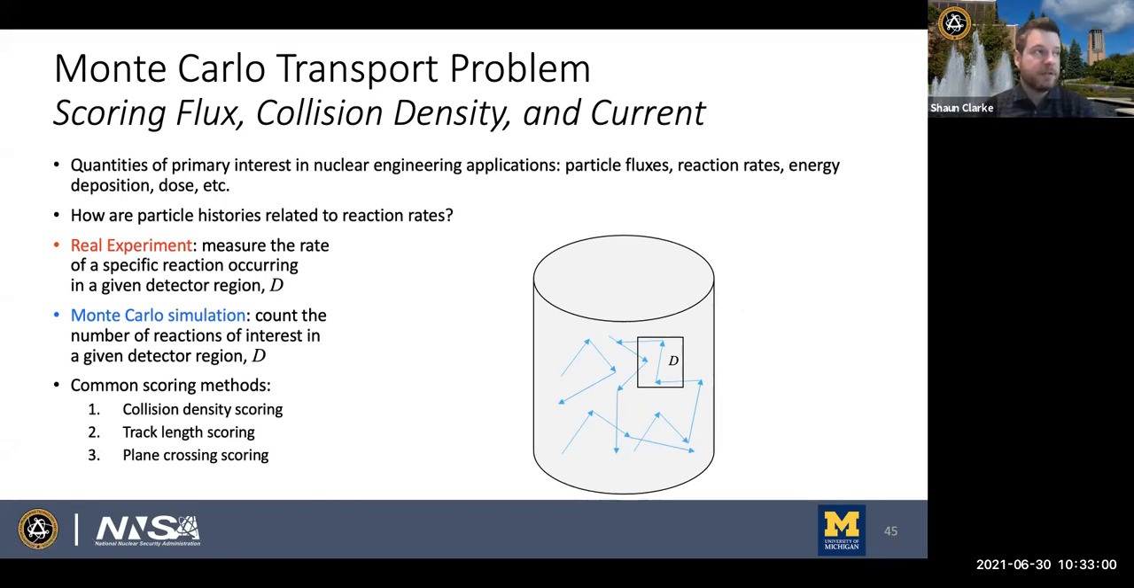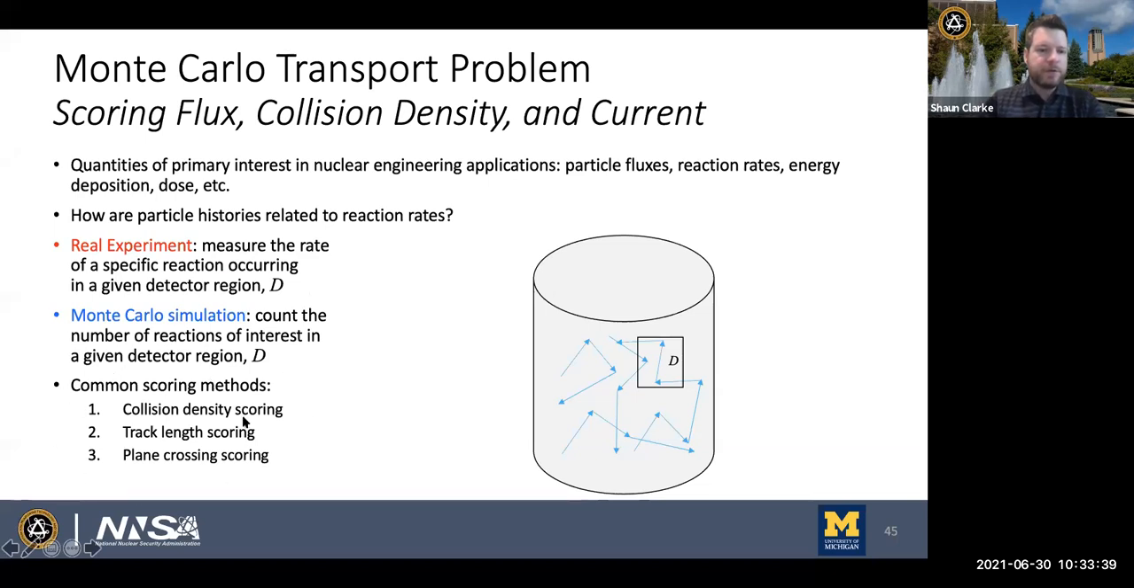In fact, radiation detectors actually do that. They're giving us a measurement of the particle behavior in a certain region. In Monte Carlo, we can essentially do the same thing. As we discussed yesterday, one of the advantages of Monte Carlo is it can really give us an analog to the true physics happening in the real experiment. So we can set up these detector regions in our Monte Carlo transport, and we can estimate flux and reaction rates in much the same way we would imagine doing them in a real experiment.